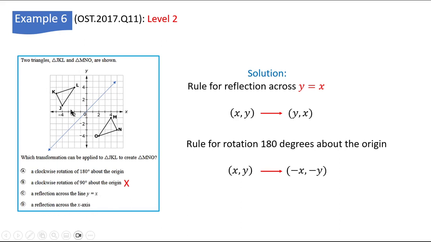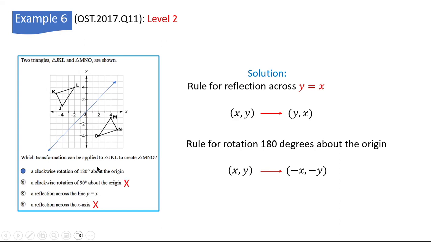Reflection across the x-axis. If you reflect this across the x-axis, it goes down here. So that's also not a possible answer. So you're now left with two options to choose from: clockwise rotation 180 degrees, or reflection across the line y equals x. If you take this point here, it's (minus 2, 4). Is it (4, minus 2) here? No. So for sure it's not a reflection across y equals x. So the answer is a clockwise rotation.